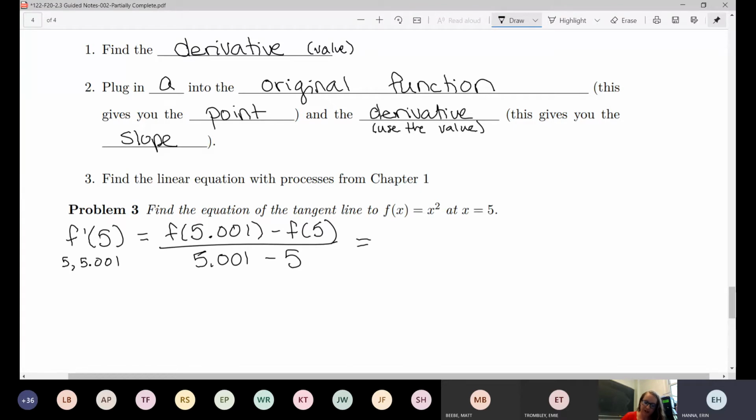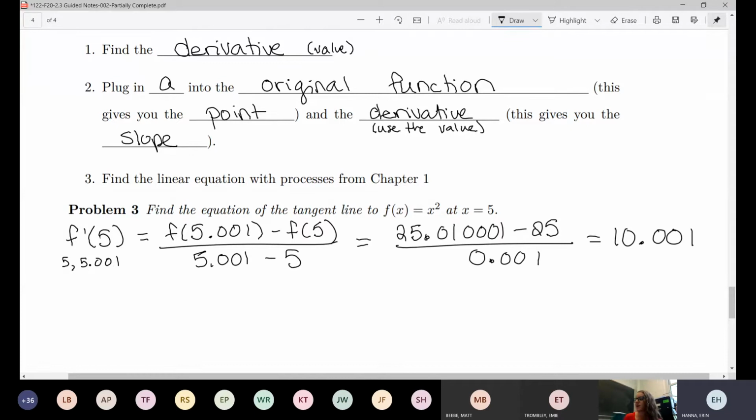So if I plug those into the function, I take 5.001 and I square it. And I type the right thing in my calculator. And then we take a bunch of decimal places. We get 25.010001 minus 25 divided by 0.001. So we get 10.001. And if any of you know derivative rules, you might be screaming at me to just take it to be 10. I'm not gonna. We're going to leave it as 10.001. So that's going to be our slope. This is going to end up being the slope of our tangent line.